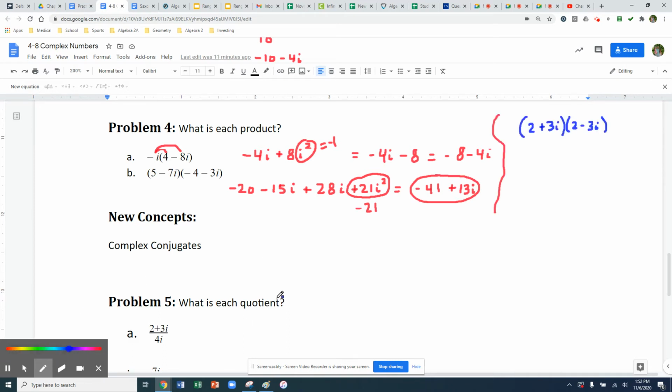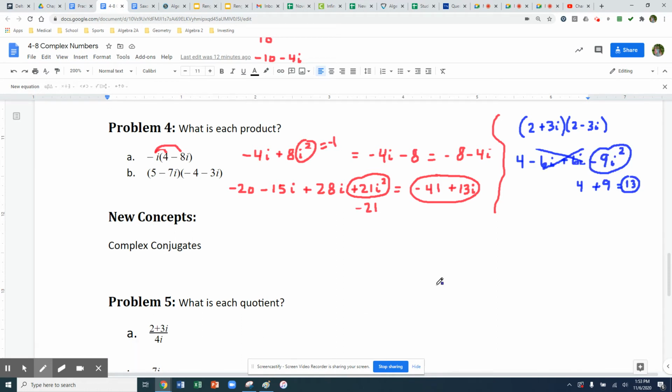I want you to try one additional problem on your own. So you can pause the video right here and try to multiply out those two binomials using the FOIL method. And you should see something interesting happening as you start to multiply this one out. So when you unpause your video, I will have the answer and we'll talk about it.